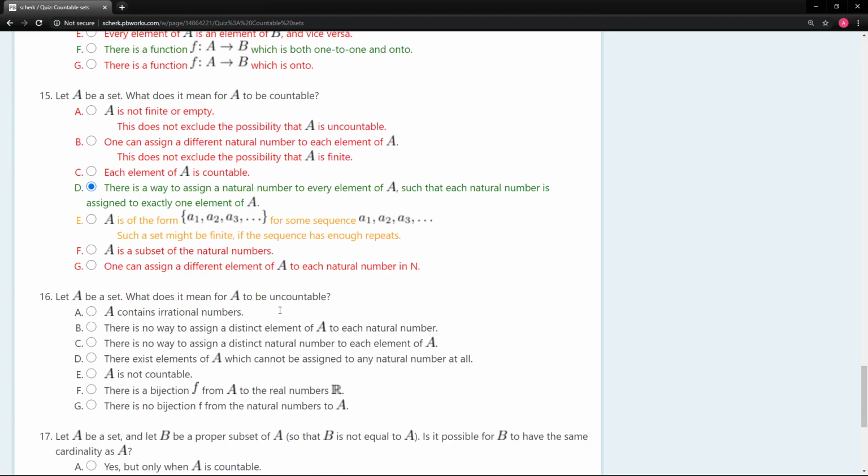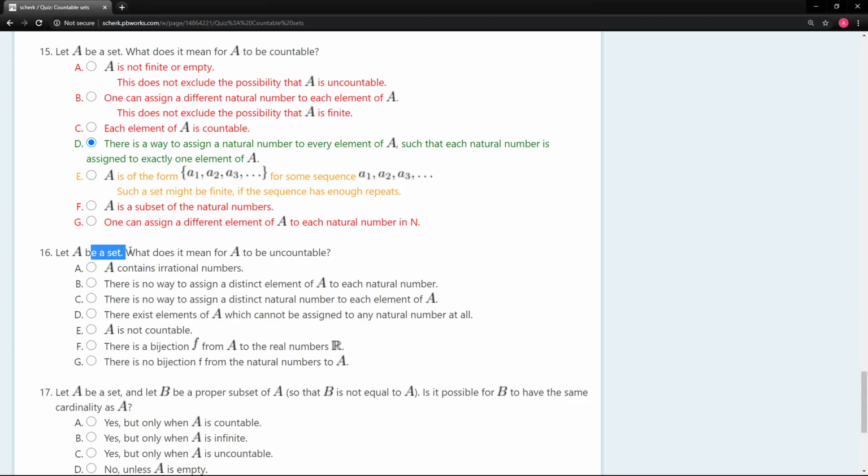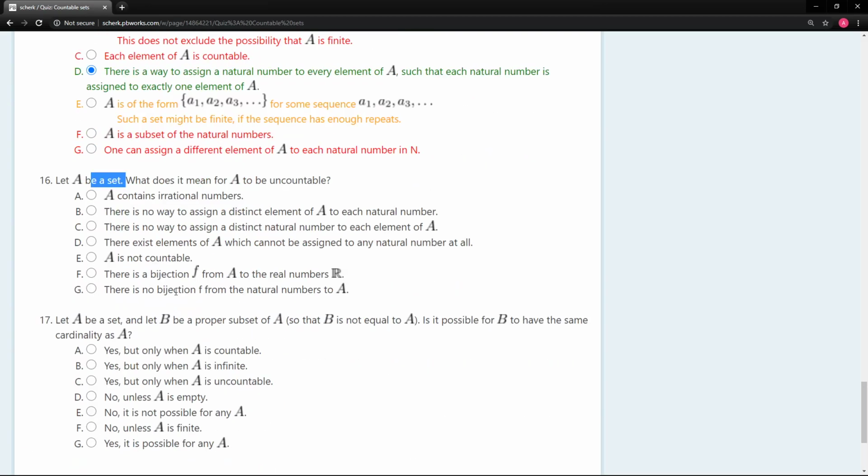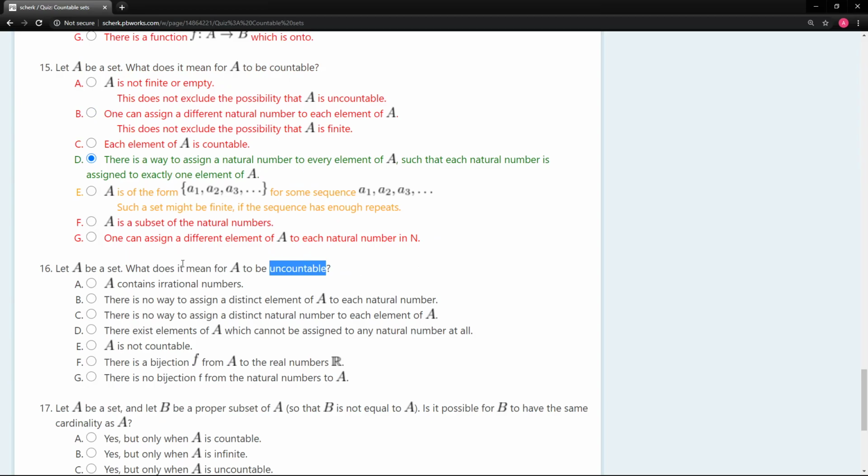This is actually interesting. Okay, last two. Let A be a set. What does it mean for A to be uncountable? A contains irrational numbers. Before, I didn't look at this enough. Okay, so we're just going through the definitions now.